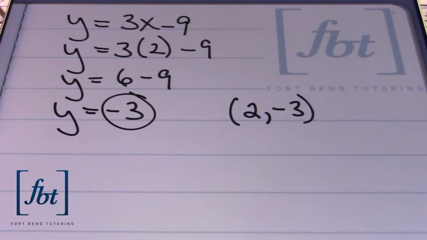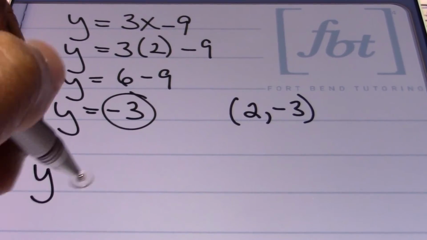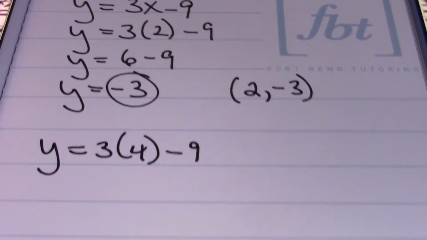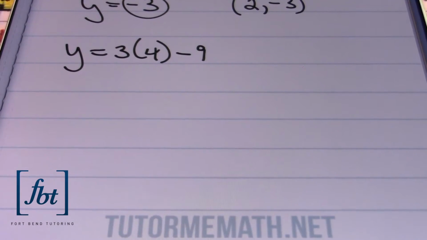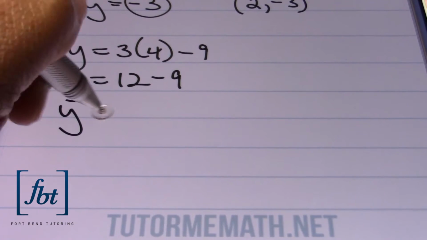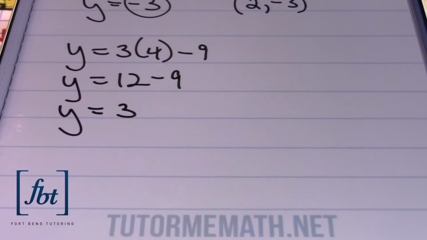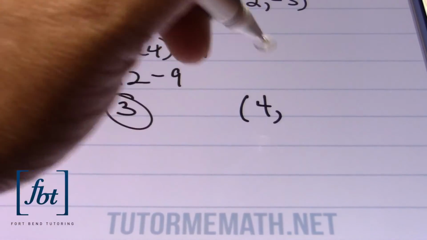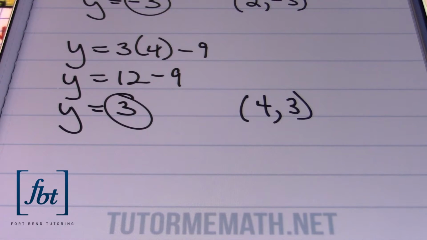Now let's see what happens when we plug in 4 for x. So plugging in 4, we'll have 3 times 4 minus 9, and then simplifying this, the product of 3 and 4 is 12, so we'll have y equals 12 minus 9, and as a result, we have y equals 3. So one of our potential solutions is (4, 3). All right, so we have (2, negative 3) as a potential point of intersection, and we also have (4, 3) as another potential intersection point. So let's go ahead and plug these in to see if they work.